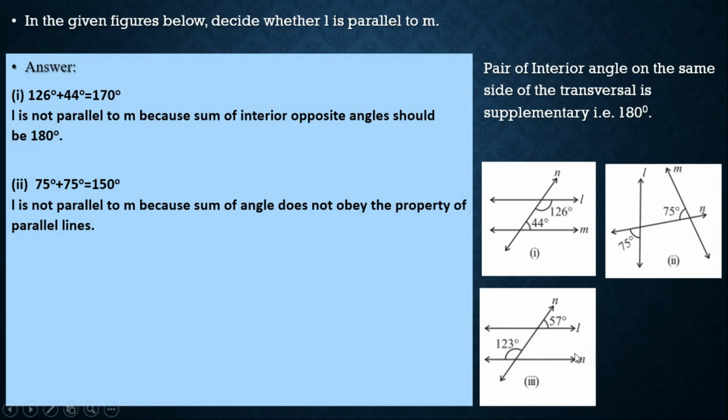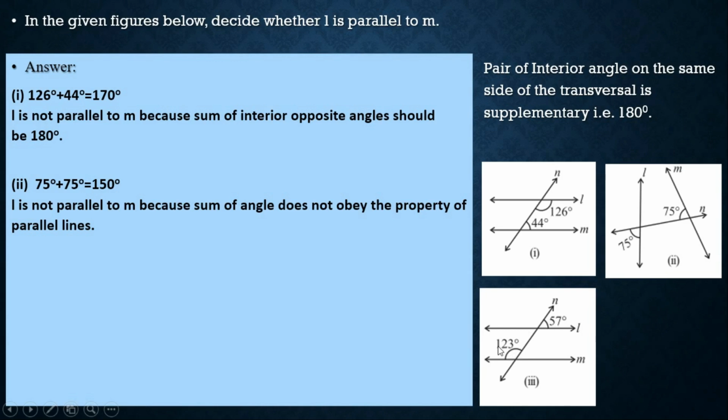That is line L and line M, and line N is a transversal line. Here this angle is 123 degree, and this angle is 57 degree. So now what is the measure of this angle? Yes, very good, 57 degree. Why? Because they are vertically opposite angles.